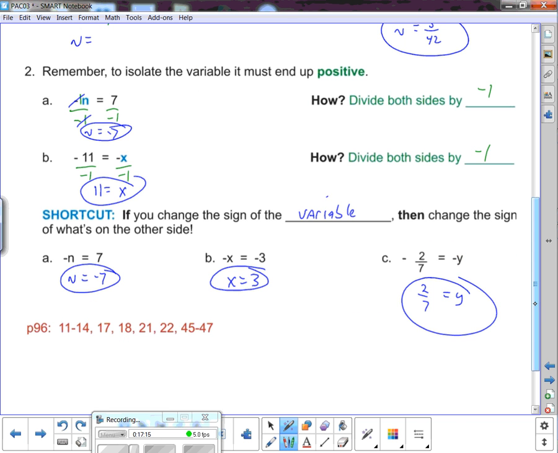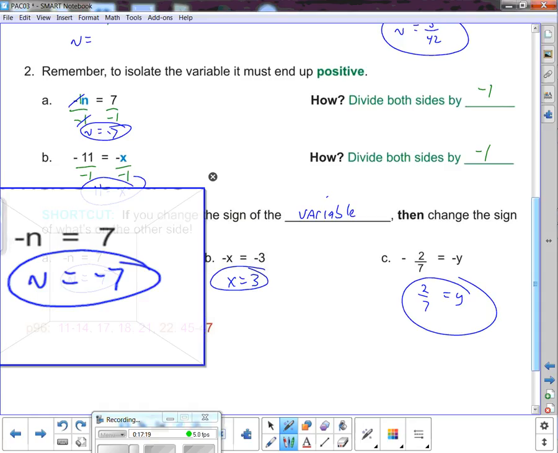And then there's a shortcut where if your variable is negative, if you're going to change the variable from negative to positive, change the sign of whatever's on the other side. If it was positive, make it negative. If it was negative, make it positive.